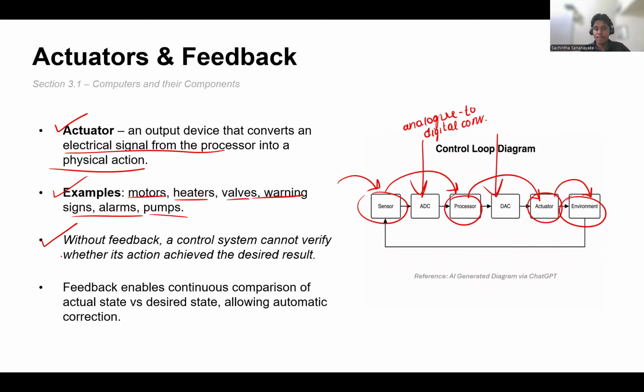And feedback is super important in this control loop, and that's why it's called a loop and not just a sequence, because without feedback, a control system is unable to verify whether the action achieved the desired result. So for example, imagine there's a huge vat that's mixing some ingredients together to, let's say, manufacture yogurt. But imagine this vat has pH sensors to detect the acidity of the yogurt, and it adds some acid or alkali to the yogurt mixture to regulate its pH, right?